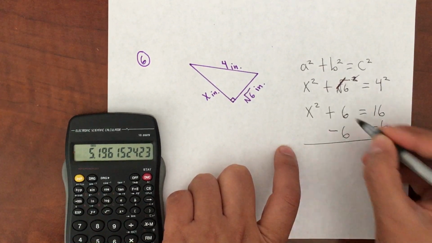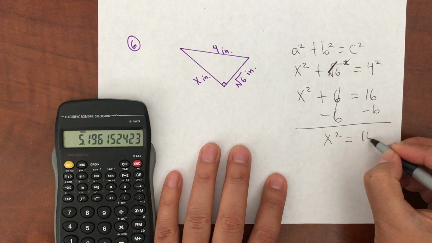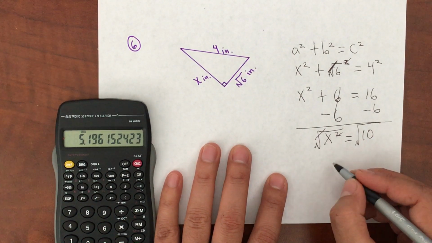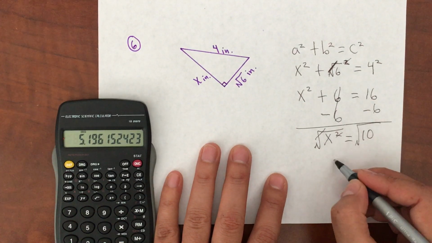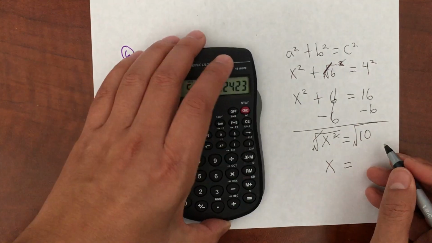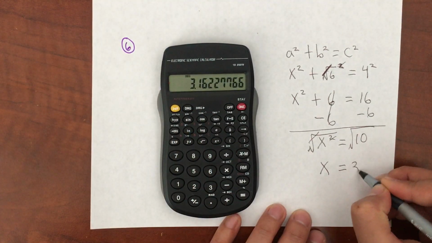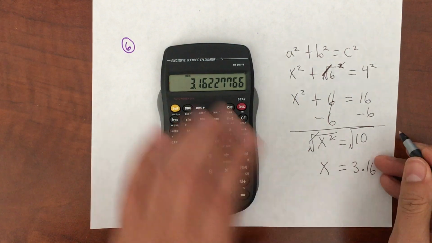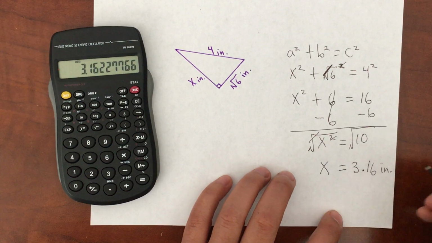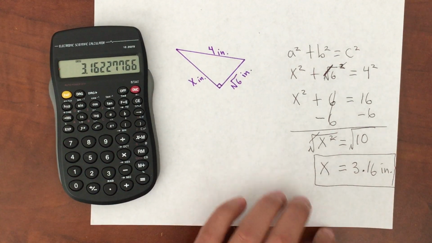I subtract 6 from both sides, and so x squared is equal to 10. But now we have to figure out x by itself, so we take the square root of both sides. That eliminates that square, and x is equal to the square root of 10. It's 3.16 inches. Okay, make sure you write the unit of measurement.